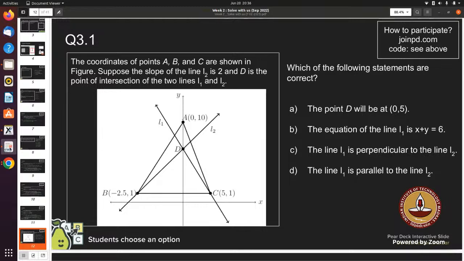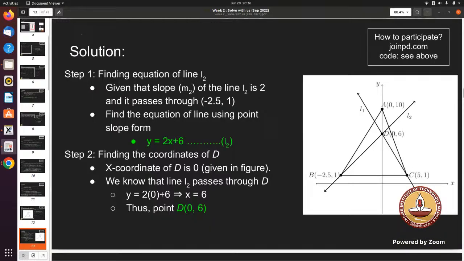Fine. So let's see the solution. What he is saying. So first we are trying to find the coordinate of D. The slope is given. Slope of L2 is given as 2, and it passes through the point minus 2.5, comma 1. If we write the equation of the straight line, you will get y equal to 2x plus 6.